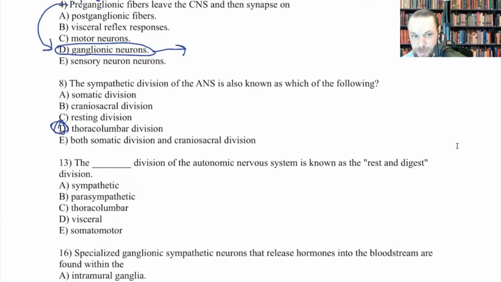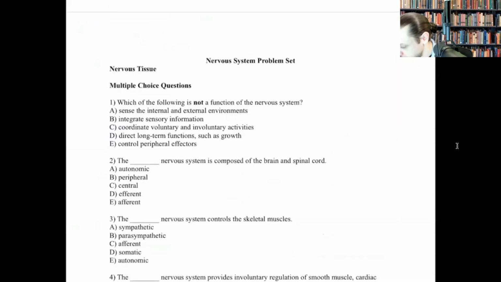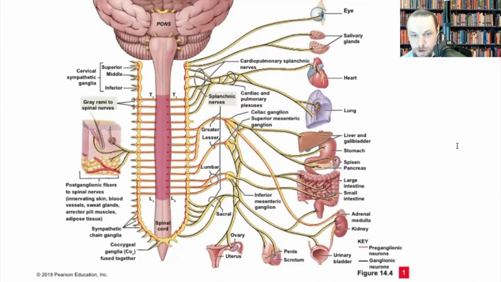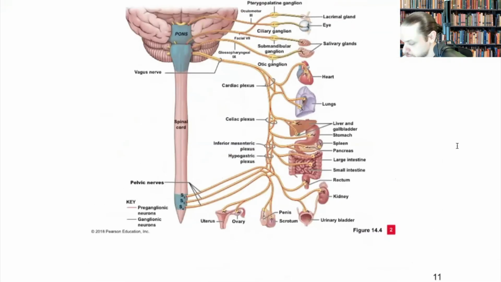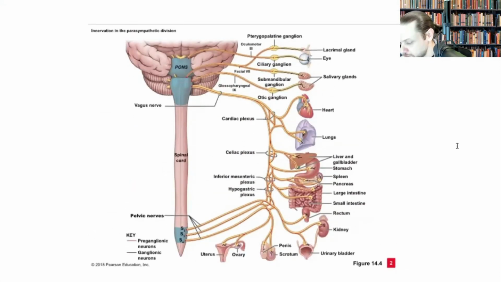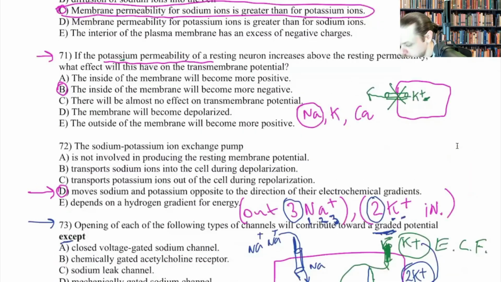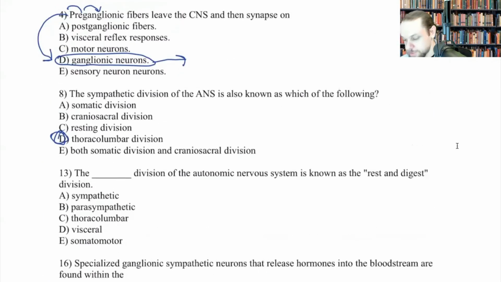Remember, I was showing you diagrams. So let me go up here. This was our division of the sympathetic nervous system. See how they all stem from your spinal cord? So that's why they are also called the thoracolumbar, as opposed to the parasympathetic division, which is predominantly here on the sacrum and the midbrain. So for number 8, choice D is correct.